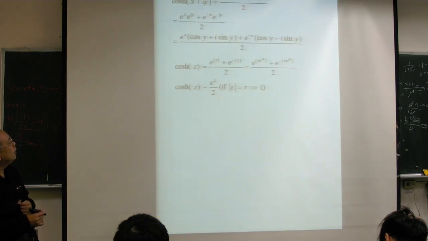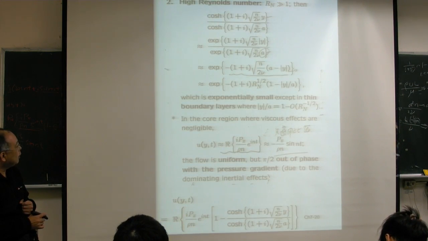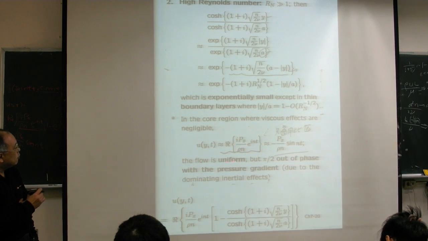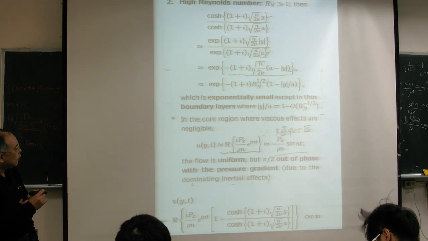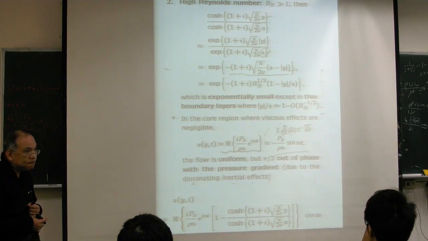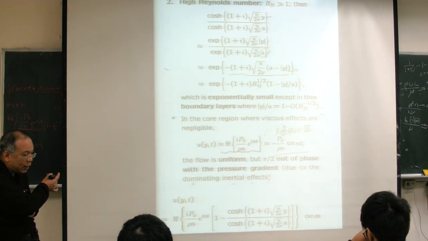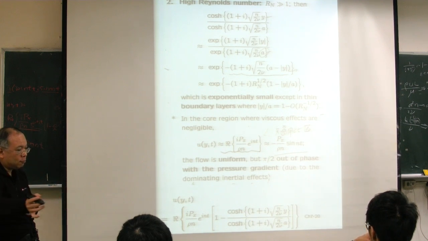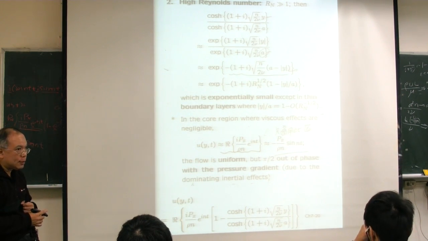So that means we can go back to here. Okay, our flow is pi/2 out of phase with the pressure gradient, right? Because the pressure is higher, the pressure gradient is higher, and we have a phase lag.